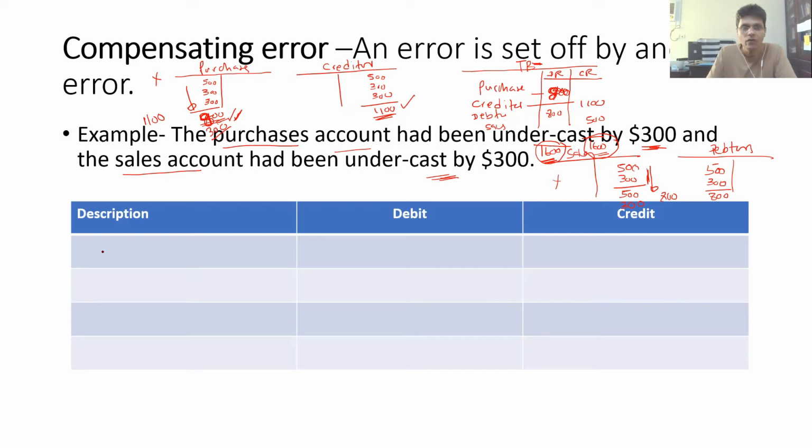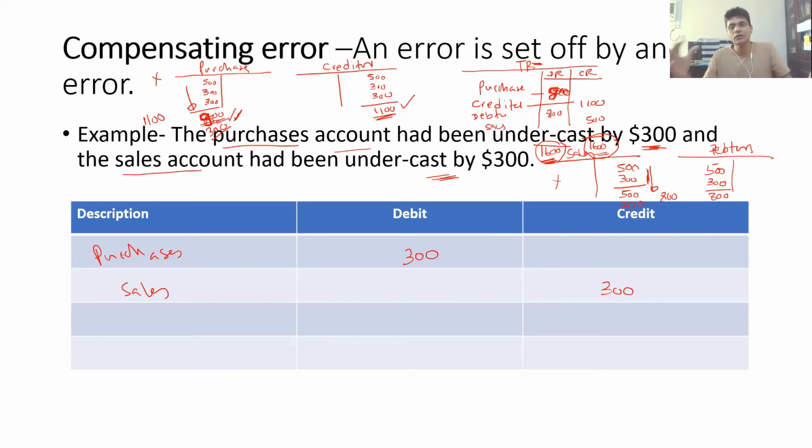Okay, so therefore what you should do? The purchases account should be debited by 300 and sales account should be credited by 300. Is that clear? Okay, so these kind of errors are known as compensating error.